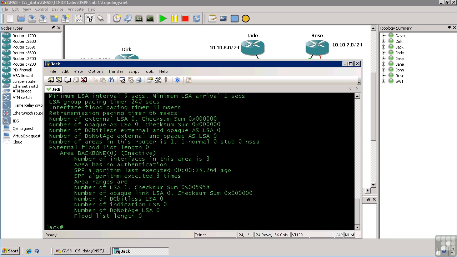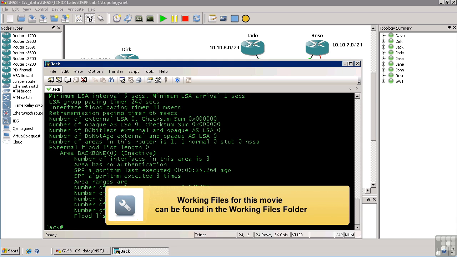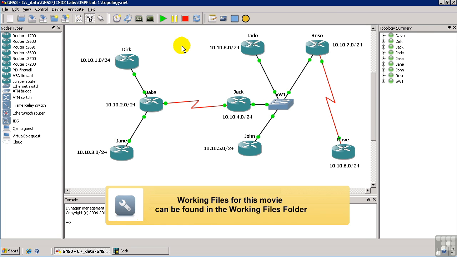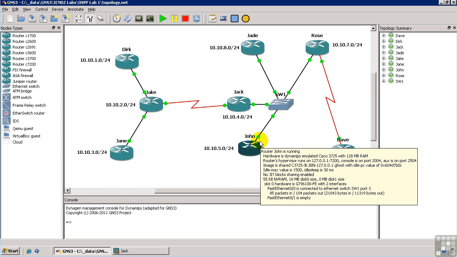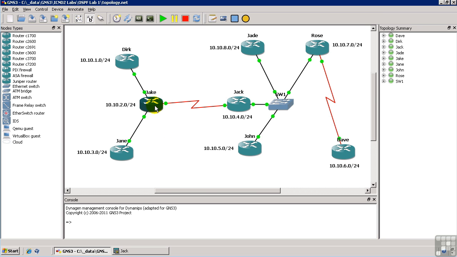So we're in the process of configuring our first OSPF system. Now we've configured Jack already, and he's broadcasting hello packets to all of the other routers that he can see, but no one's answering because no other routers are configured to answer for it. So let's go and configure Jake.